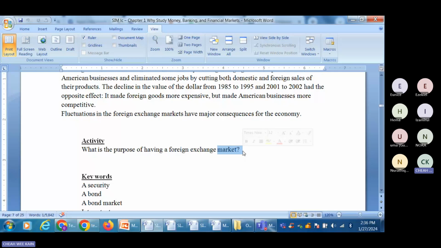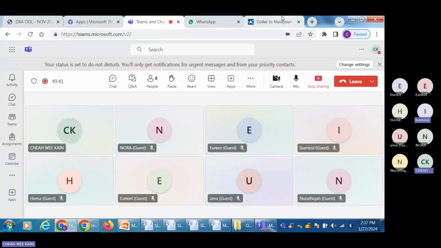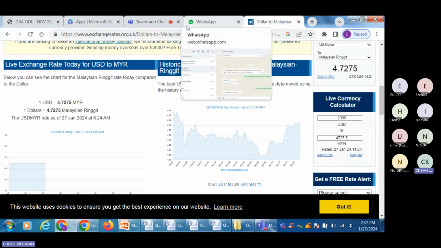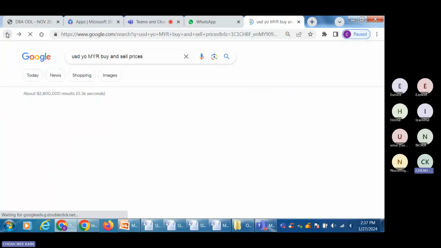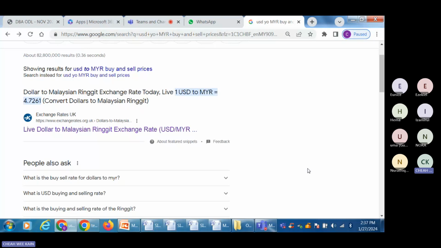Now, whenever you look at foreign currency, what you will see is that there is a buy and sell price. The difference between buy and sell is the profit made by the money changer or by the bank.